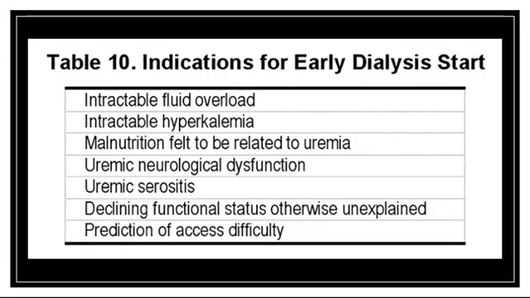Speaking of dialysis, these are all the reasons why dialysis is started. If there's fluid overload and their lungs are full of fluid, or high potassium that threatens their cardiac function, or if they're neurologically declining and becoming confused because of their uremia, these are all reasons to start dialysis in these folks.